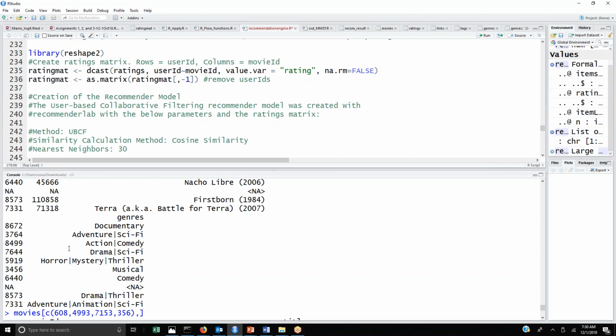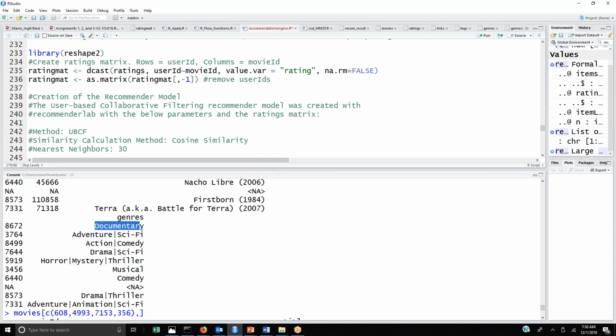Are you with me so far? Yes, sir. Okay. So I basically printed the top 10 movies which are recommended by the recommendation engine, and genre. Look at this one. It's a documentary. First one is documentary. Second one is adventure, sci-fi, action, comedy, drama, sci-fi, horror, mystery, thriller, musical, comedy, not available, drama, mystery, drama, thriller, adventure, sci-fi.